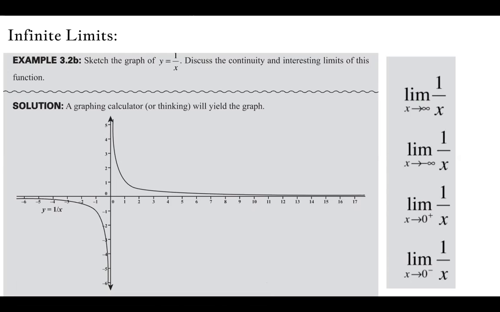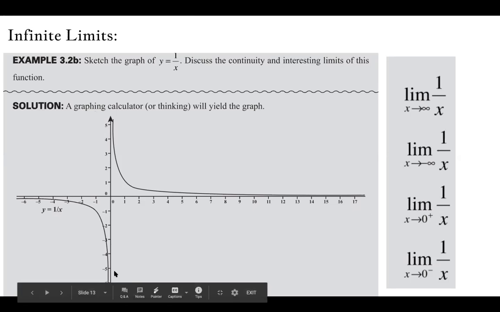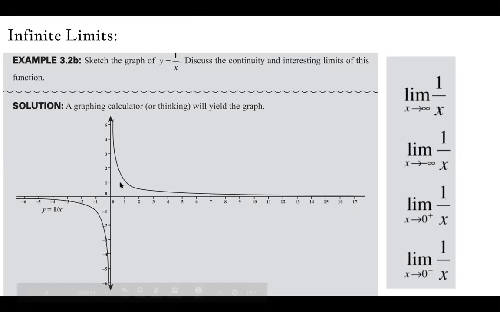But we can discuss the continuity by saying, where is this continuous? Well, it's continuous on the interval negative infinity to 0, union, which means and, or from 0 to positive infinity. So the only place where it's not continuous is at 0, and that is because we have an asymptote. So now I'm going to be going into these more complicated limits.